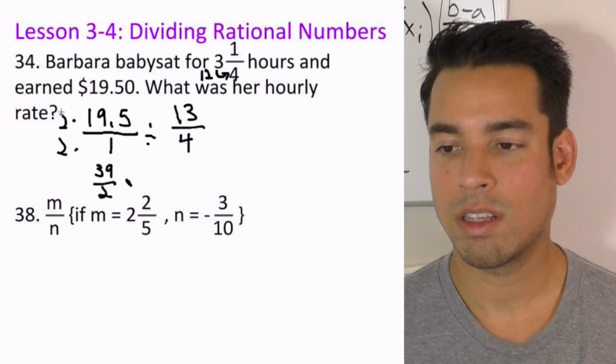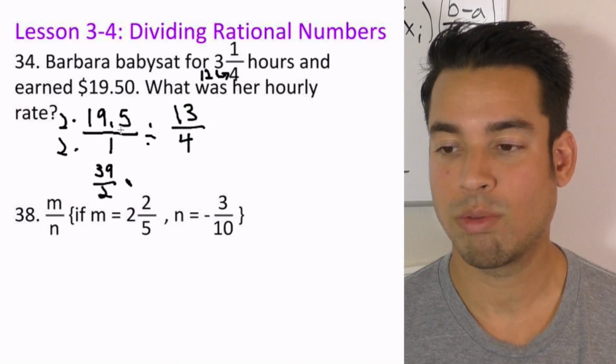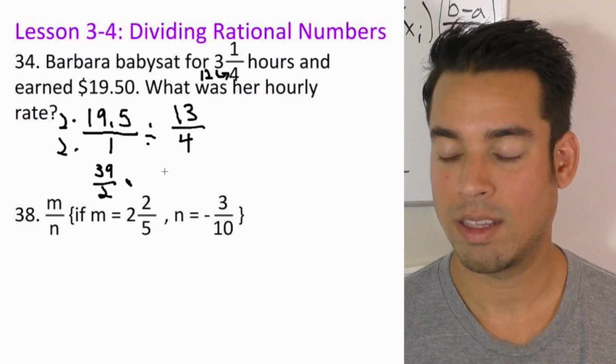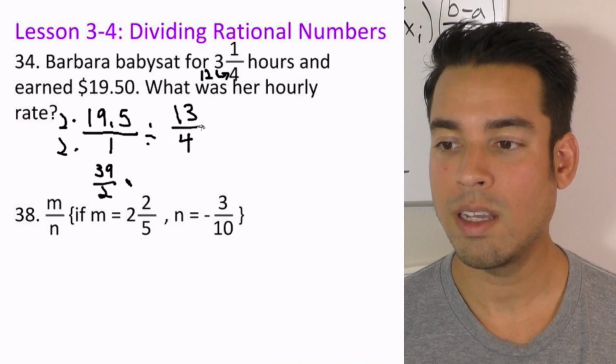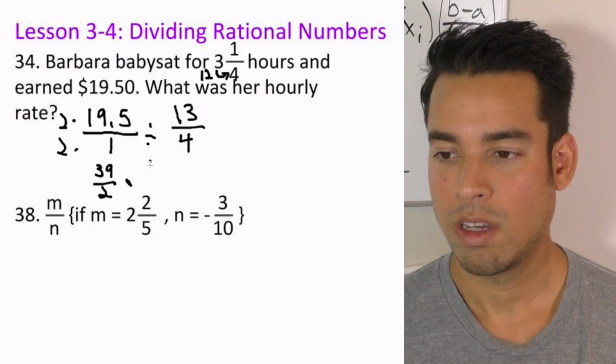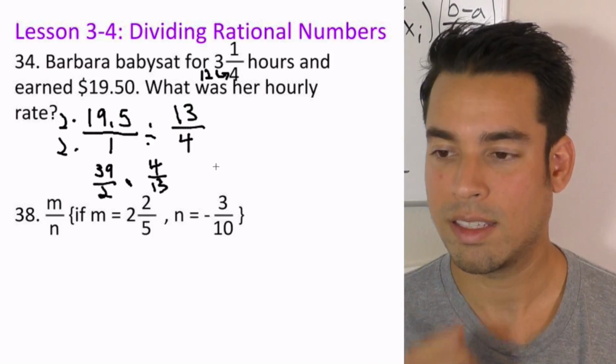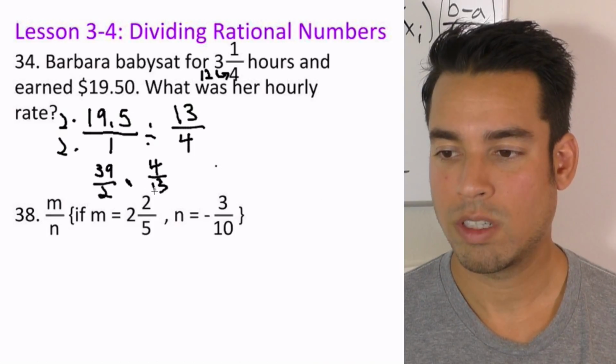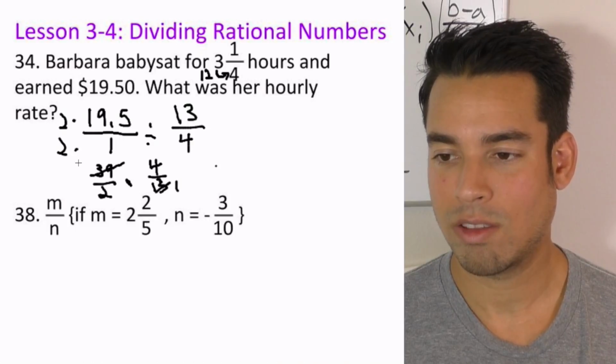And try it out in your calculators or on paper. 2 times 19.5 gives us 39. I'm just thinking of any way to get rid of that decimal, and that's what I came up with. Times, we take the reciprocal of this. We got 4 on top, 13 on the bottom. Now this is really nice because 13 and 39 are both divisible by 13. 13 divided by 13 is 1. 39 divided by 13 is 3.